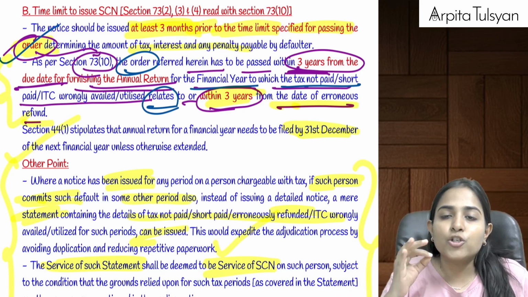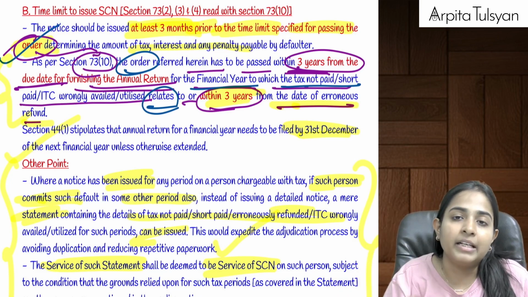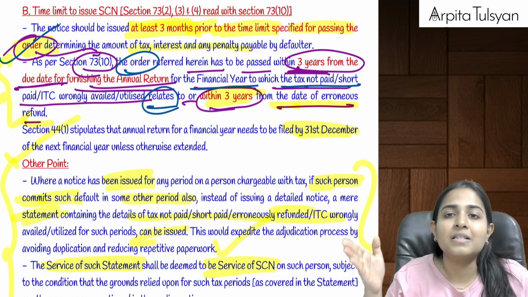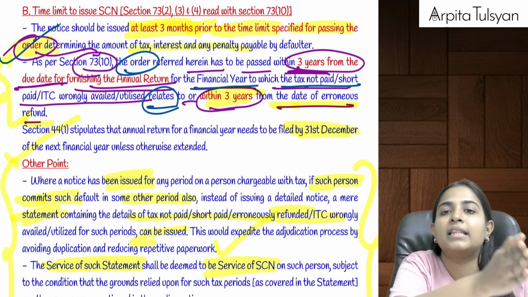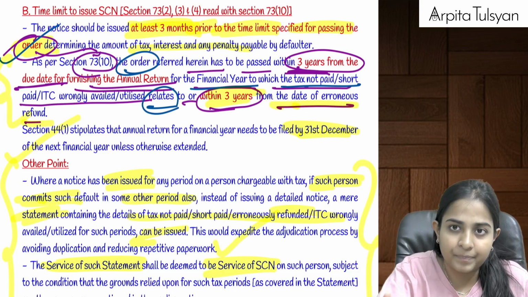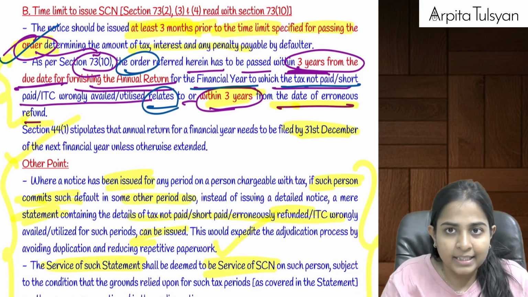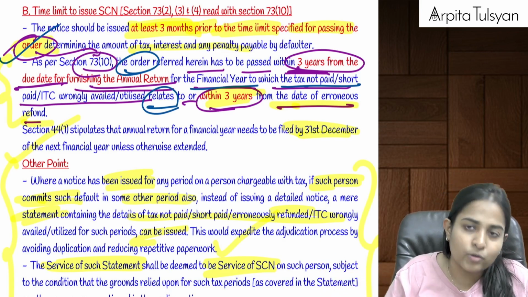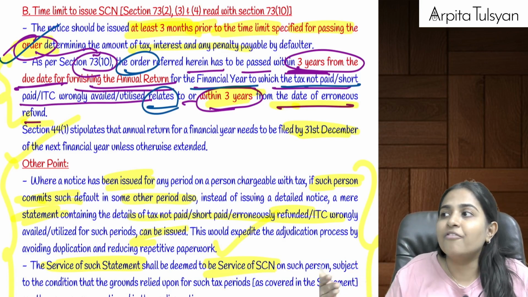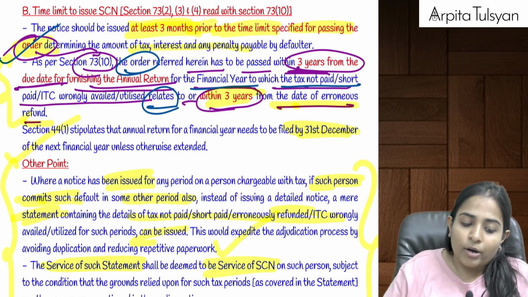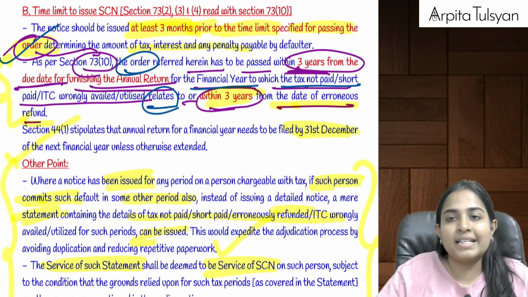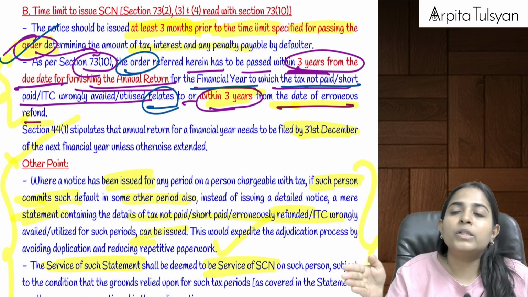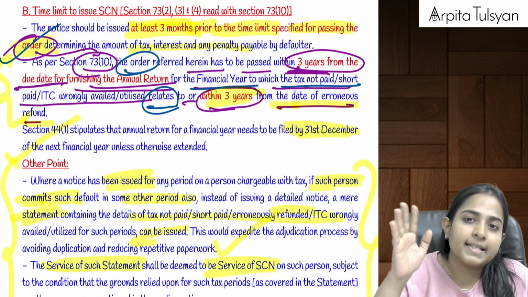First of all, issue of show cause notice should be done within 3 months. It should be done at least 3 months prior to the date of passing the order under section 73. We are doing section number 73. For passing an order, first we are required to issue a show cause notice. Before doing the adjudication, we have to issue a show cause notice. Now, if you want to issue a show cause notice, there is a time limit. Show cause notice should be issued 3 months prior to the last date of passing the order under section 73.